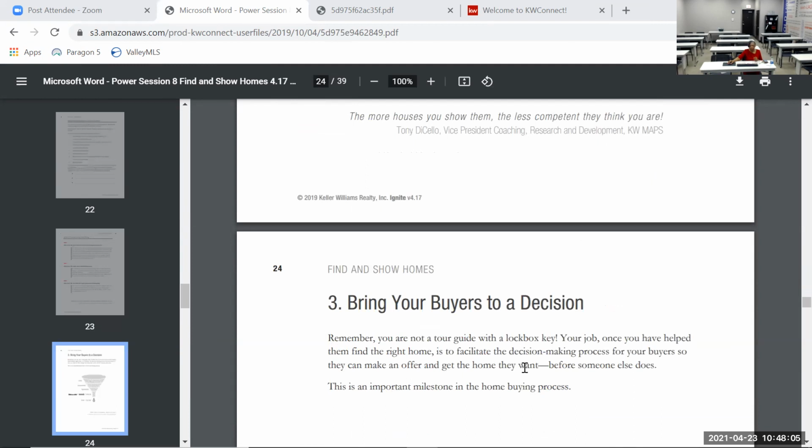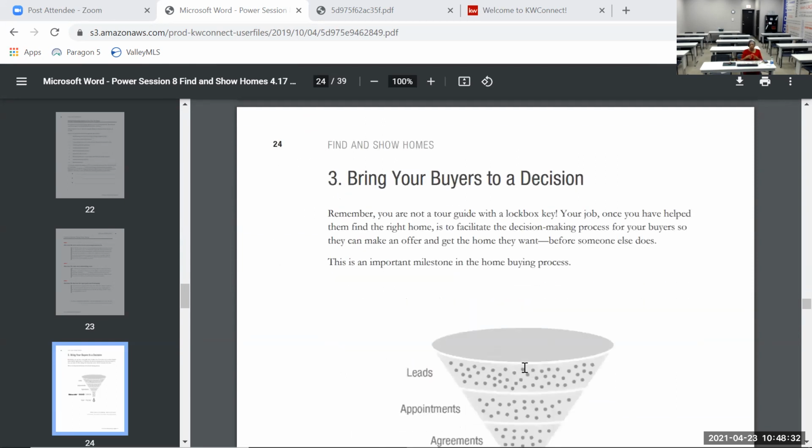Okay, then bring your buyers to a decision. Remember, you are not a tour guide with a lockbox key, which is a misconception about real estate agents. Your job, once you have helped them find the right home, is to facilitate the decision-making process for your buyers so that they can make an offer and get the home they want before someone else does. This is an important milestone in the home buying process. So once they've found the house, now it's up to you to help facilitate, and then it's going to get to the negotiations and get to the closing table. So that's what your job is.